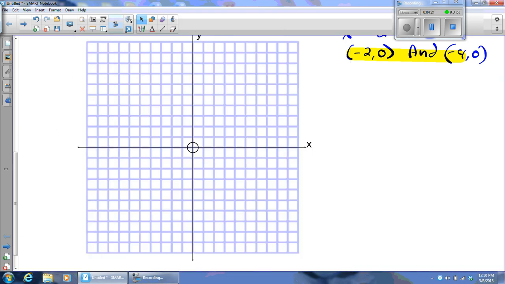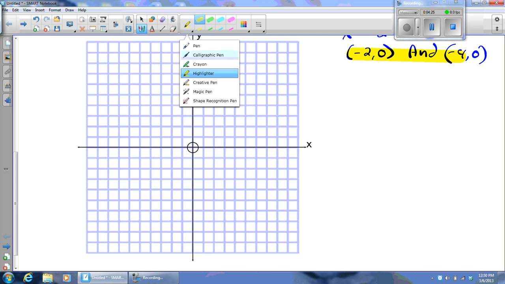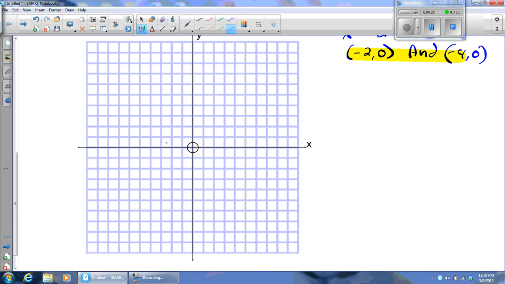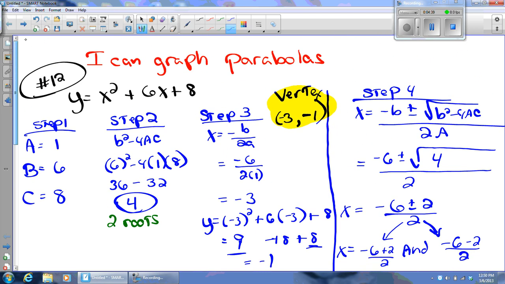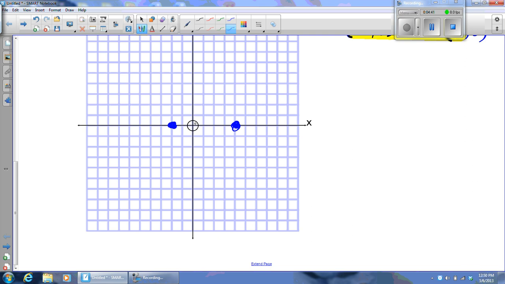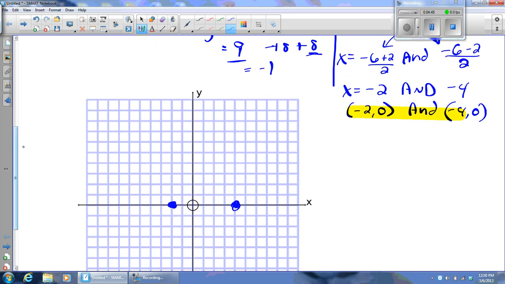And so my roots occur at negative 2, 0, and at 4, 0, 1, 2, 3, 4. Okay, and then negative 3, negative 1. Uh-oh, something is wrong. What did I do wrong? Ah, it's not 4, 0. It's negative 4, 0.